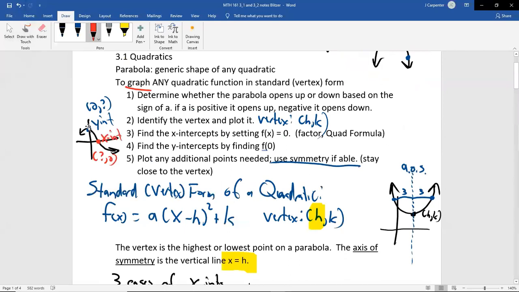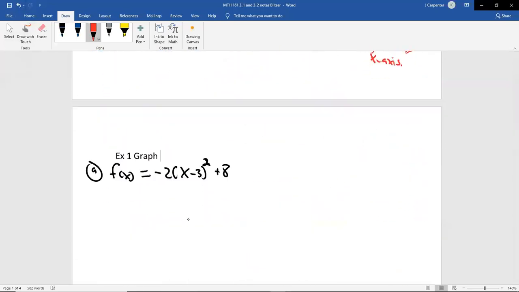Determine whether it points up or down based on the sign of A. The A is the number in front of your parentheses squared. That's a -2. So that says that A is negative, so it points down. You can write A as negative if you like, and then say points down, or opens down. Points down, opens down, whatever word choice you like. I prefer opens, but points is fine.